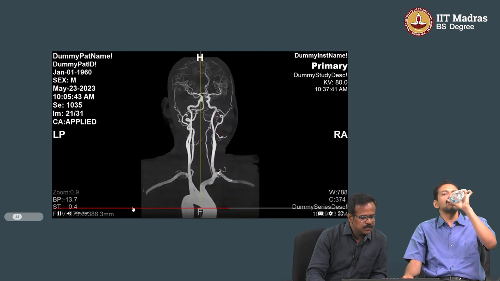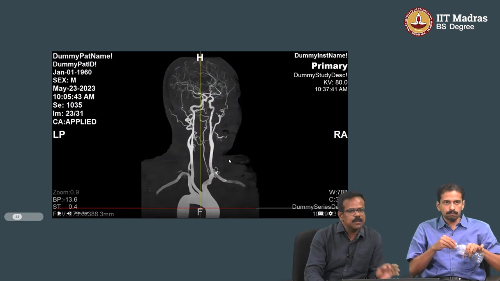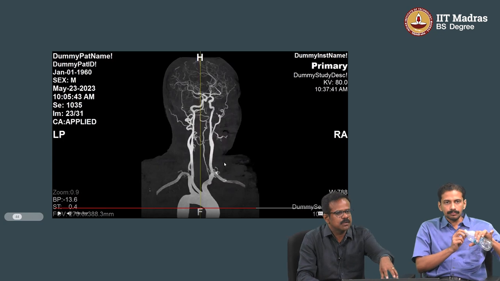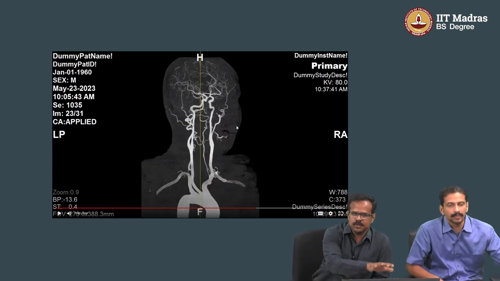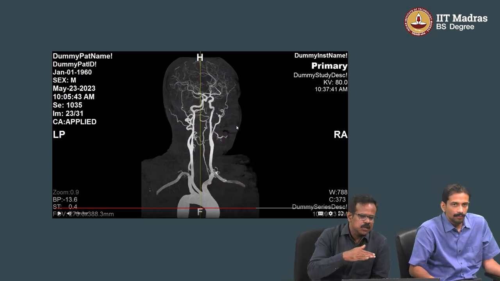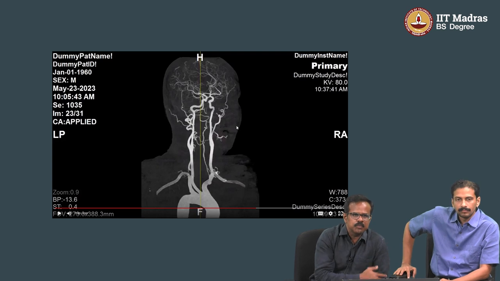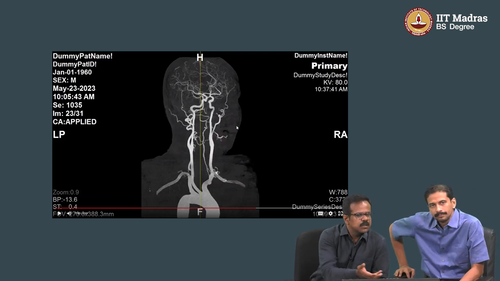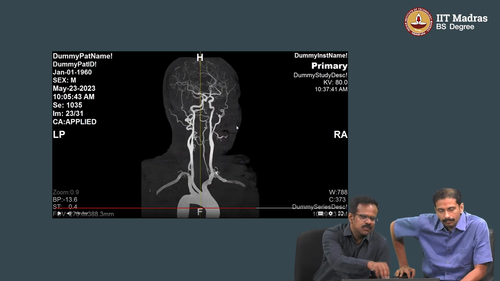the same data, as Dr. Deva said, reconstructed into a nice tree. This data is embedded in the axial images. If I scroll through them, I can mentally make a tree out of it. But to make my job easy, our engineering architecture has given this solution. You can see the entire tree.